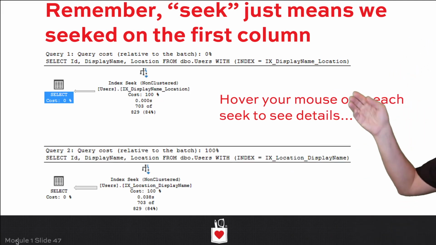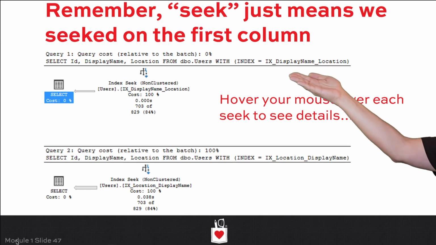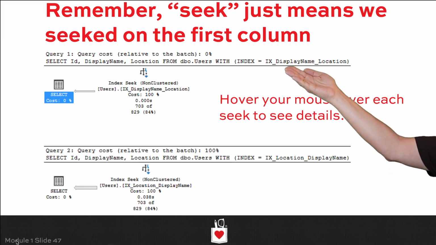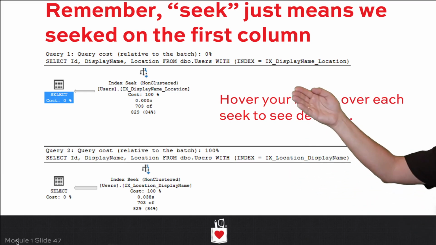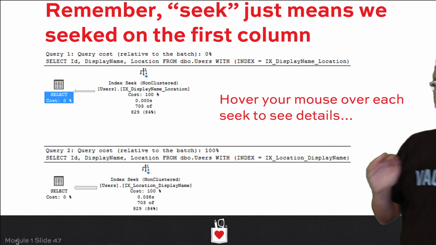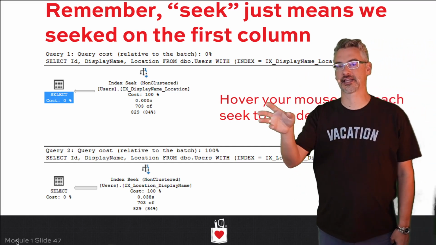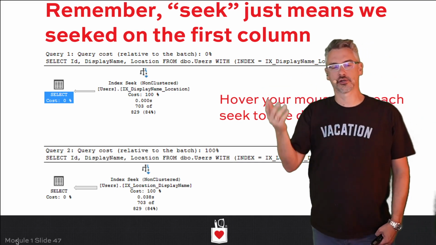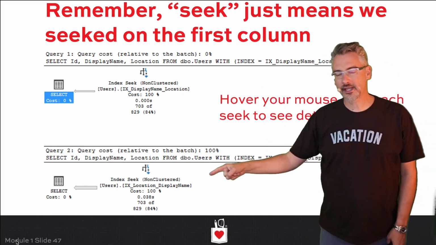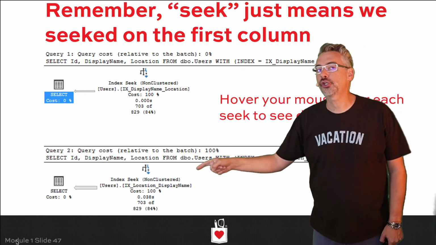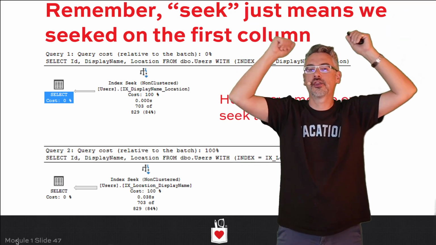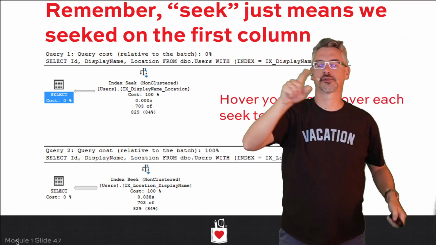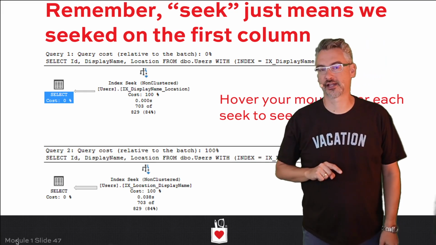If I'm looking at the execution plans, here's the execution plan that leads on display name. Here's the execution plan that leads on location. They look the same. They both look like index seeks. And you might be asking yourself, wait a minute, SQL Server, what the hell location are you seeking to? Because I didn't specify a location. I said anything other than Seattle. And SQL Server says, as a matter of fact, you did specify a location.